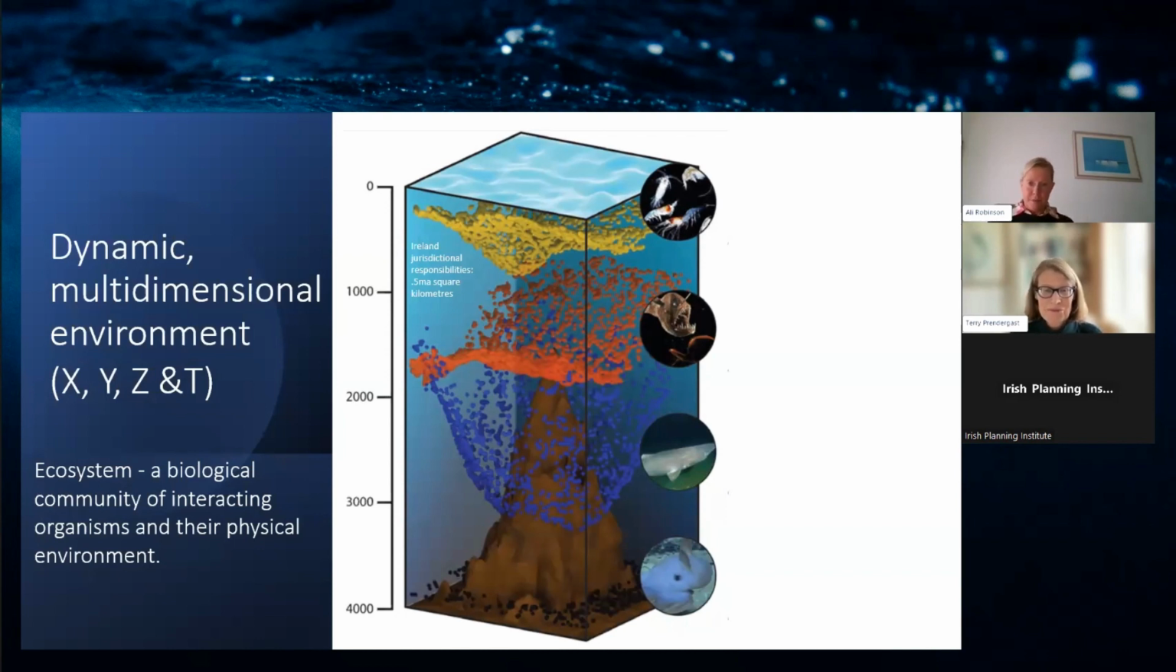So I think the key thing from this image is that the marine ocean, in all its complexity and wonder and multidimensionalism, it is an ecosystem, which is a biological community of interacting organisms and their physical environment, of which humans could be considered an element. Ireland has significant responsibilities in terms of marine spatial planning, and we have jurisdictional responsibilities for almost 500,000 square kilometres. So just bear in mind as we go through the discussion today, the multidimensional element of the ocean, and that it is in fact an ecosystem.